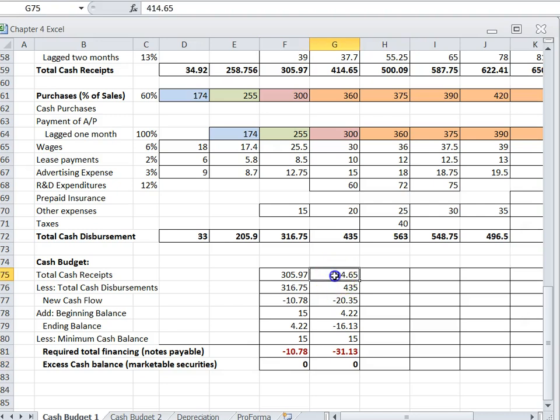So we go to the next month, and again, I'm pulling my cash receipts from my cash receipts and my cash disbursements from my cash disbursements, and I'm calculating. To get my net cash flow, I take my cash receipts minus my cash payments. So I have a negative cash flow again. Looking at my beginning cash balance, I'm going to take this ending balance and move it up here to the beginning.